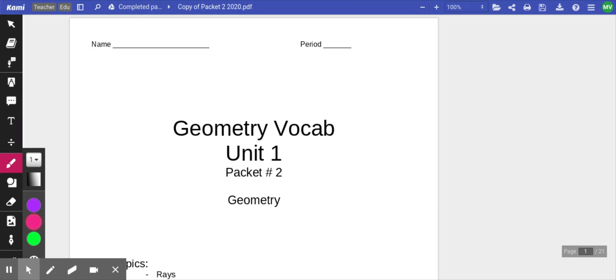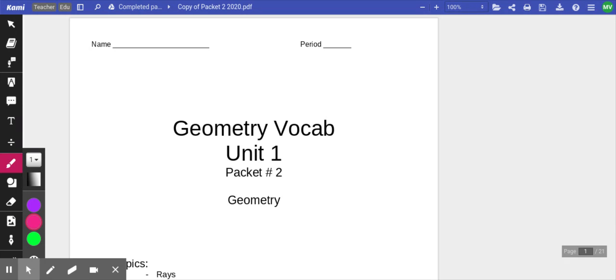Even though it's in Edpuzzle, you can still pause and you can still rewind. You can't fast forward unless you've already watched that part of the video. If you have any questions during the video, please jot them down so you can ask me during class.